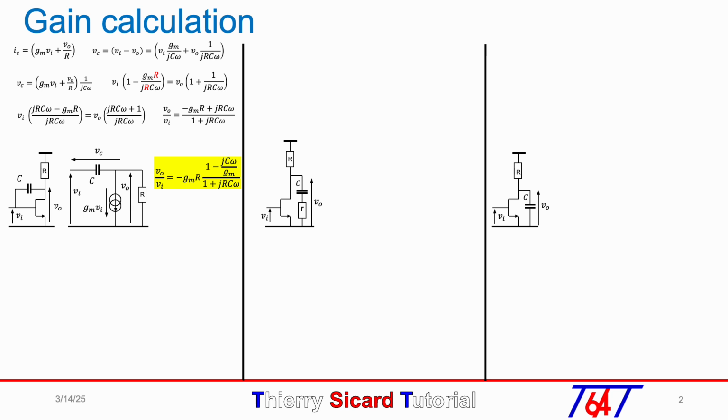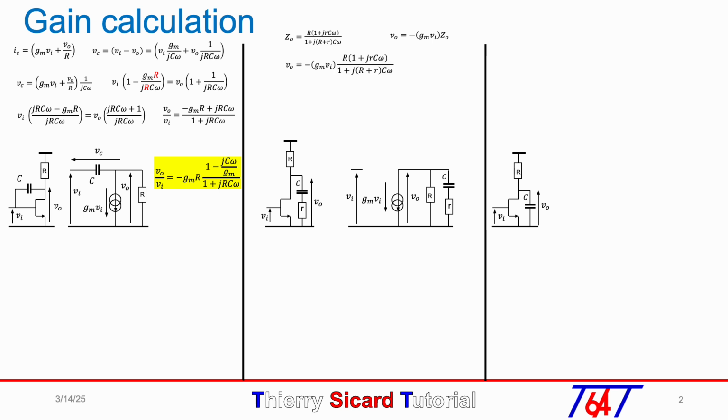Let us now calculate the gain of the second case with capacitor C between drain and ground and a resistor R in series. As in the first case, we establish the small signal circuit with a transconductance Gm. We first calculate the output impedance Z0, then the output voltage V0. Substituting Z0, we obtain the equation Vout as a function of Vin. After some adjustment, we obtain the gain equation in the yellow box.